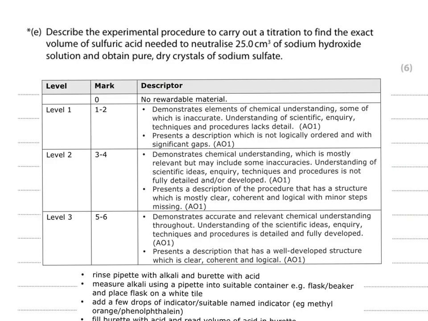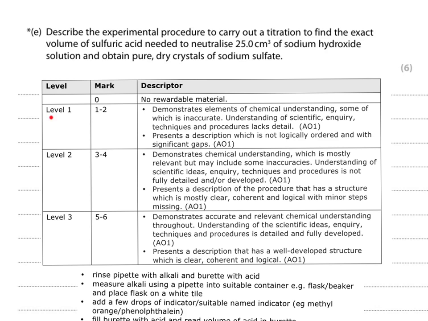So the way the examiners mark it is they always start off at the bottom, and they read through your answer, and then they look at the levels and see, have you reached level 1? You can only get to level 2 if you've completed everything in level 1. So in level 1, you have to demonstrate elements of chemical understanding, some of which is inaccurate, understanding of scientific inquiry, techniques, and procedure, but the procedure lacks detail, presents a description which is not logically ordered and with significant gaps. So basically, if you gave us about a third of this answer.